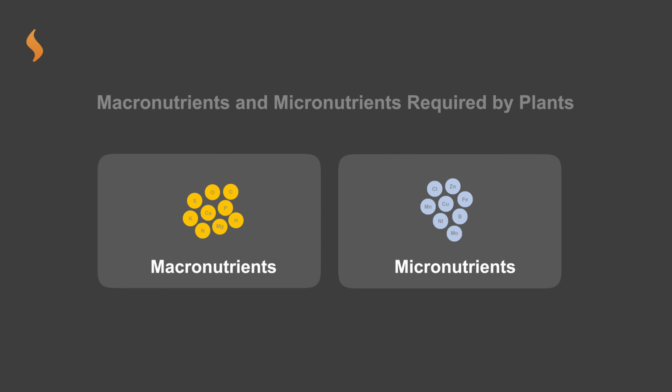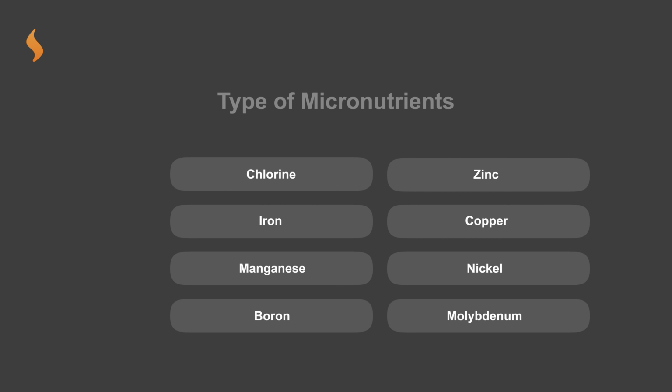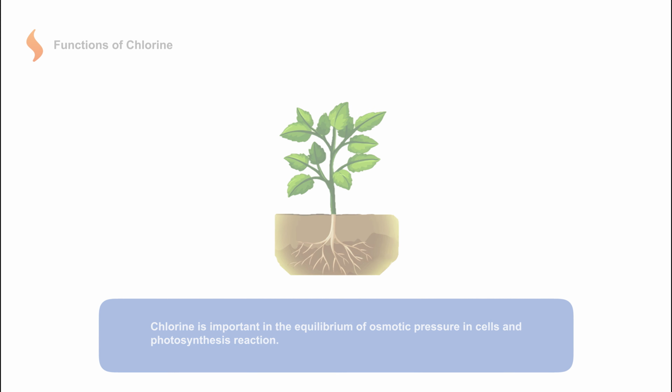Now, let's look into the micronutrients required by plants. There are 8 types of micronutrients. First, we'll look at chlorine. Chlorine is important in the equilibrium of osmotic pressure in cells and in the photosynthesis reaction.